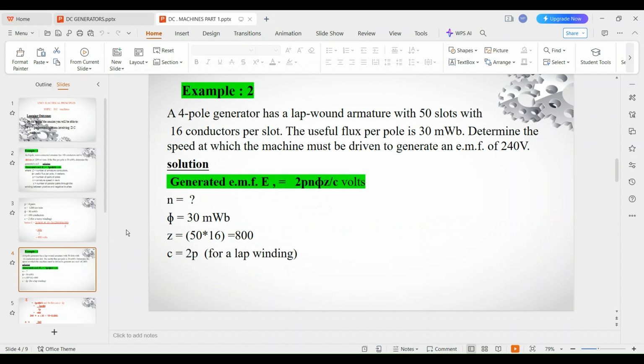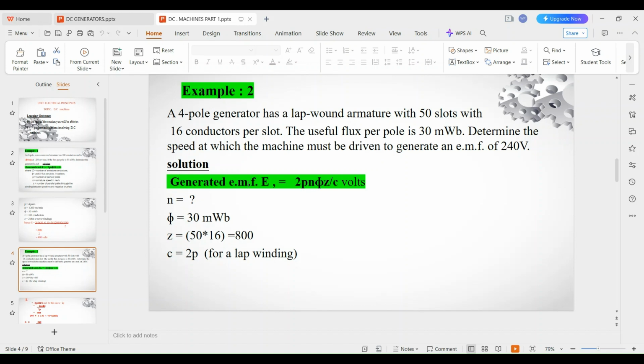Example number 2 tells us that a 4-pole generator has a lap wound armature with 50 slots with 16 conductors per slot. The useful flux per pole is 30 milliwebers. Determine the speed at which the machine must be driven to generate an EMF of 240 volts. In this case, the question is asking for what? The speed. So our unknown here will be the value N.